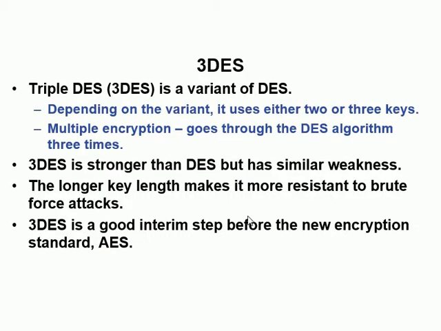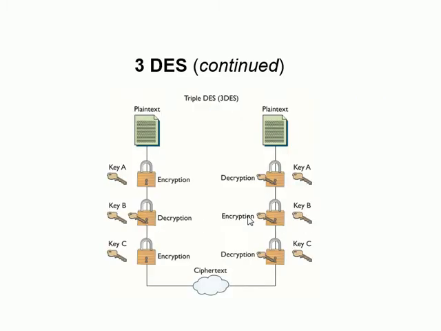But before AES became a standard, we had triple DES or 3DES. So it's either 2 or 3 keys, and it's multiple encryption. You're taking the same message and applying DES encryption several times. So it gives you much stronger encryption, even using the weaker DES algorithm. The longer key length makes it more resistant to brute force attacks. The fact that it's encrypted several times also makes it a little bit stronger, but it's still not as good as AES.